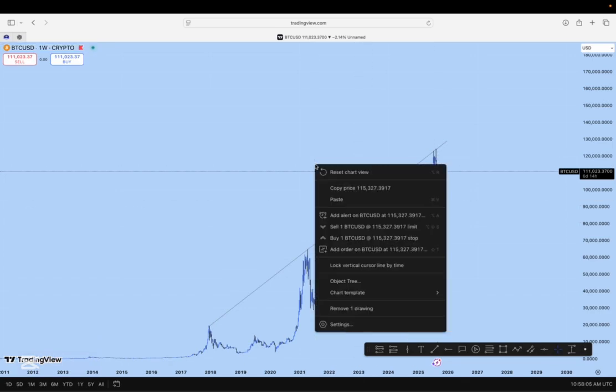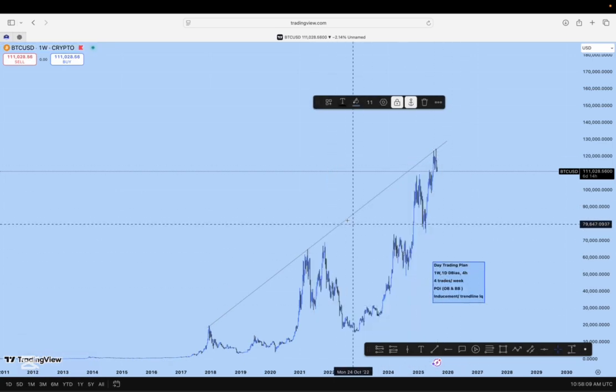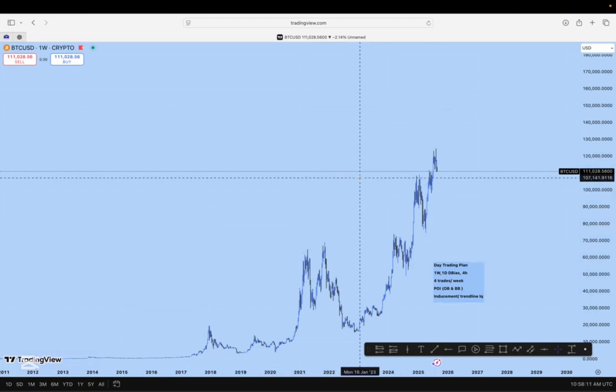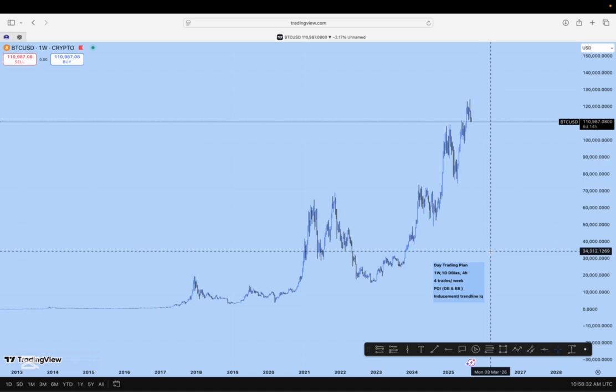Let's use SMC concept to analyze this. Let's use breaker block. You see, this is weekly, daily, directional bias. Then I'll move to 4 hour. So I will use the point of interest. I will use order block and breaker block, and the liquidity will be inducement and trendline liquidity. So let's continue.